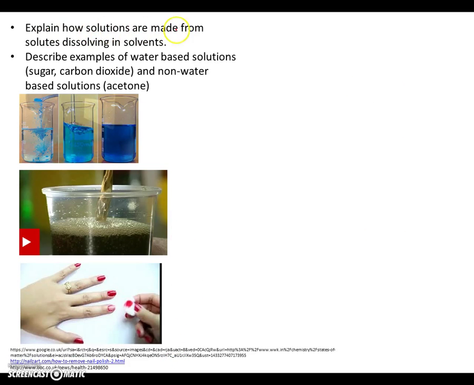Explain how solutions are made from solutes dissolving in solvents. So these are some keyword definitions you need to be happy with.